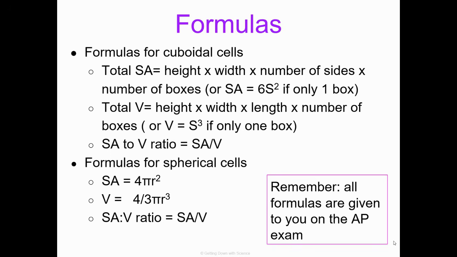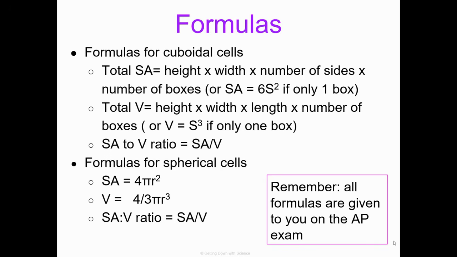So for cuboidal cells, sometimes they'll give you problems where there's just one cube to represent one cuboidal cell. But then sometimes there's lots of cubes, and I'll show you an example where that's the case. So if you see lots of cubes, you're going to use that first formula. Surface area is height times width times number of sides times number of boxes. Or if there's just one box or cube, then surface area is 6 times the side squared.